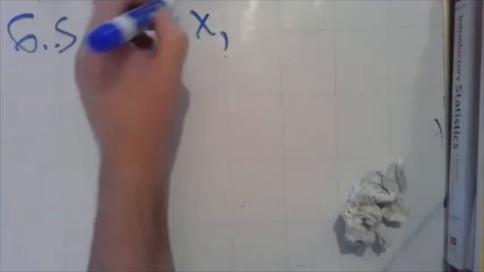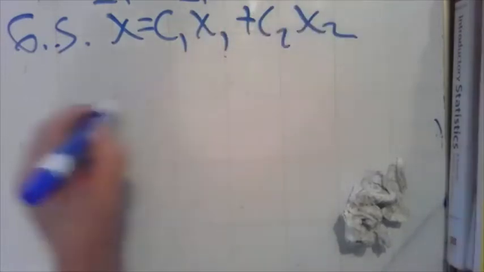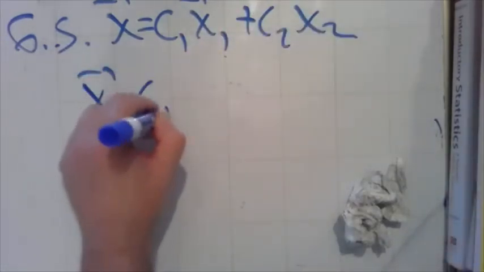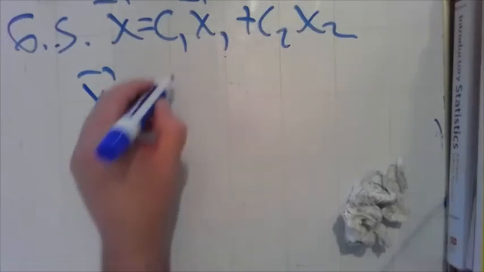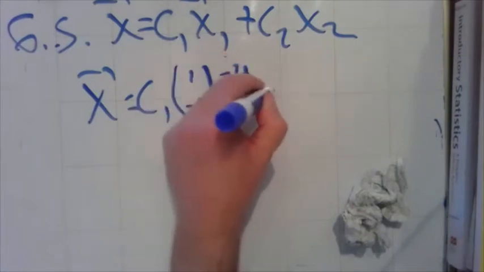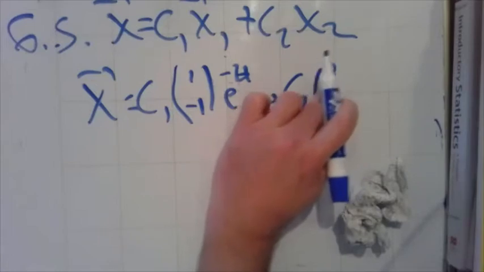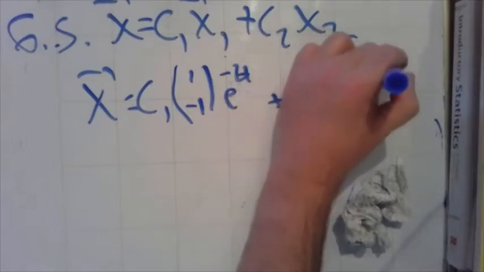Okay, so for this matrix equation we just had, our general solution will be x equals c1 x1 plus c2 x2. So that's c1. I'm going to write it in this vector form: (1, -1) e to the negative 2t plus c2 (3, 5) e to the 6t.